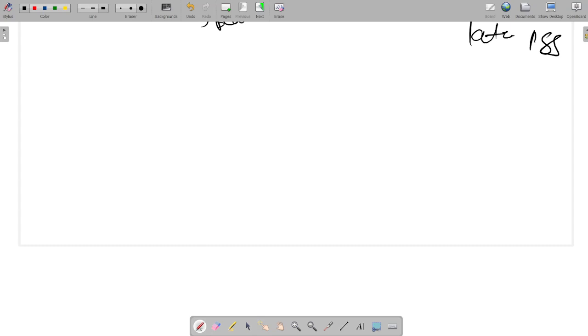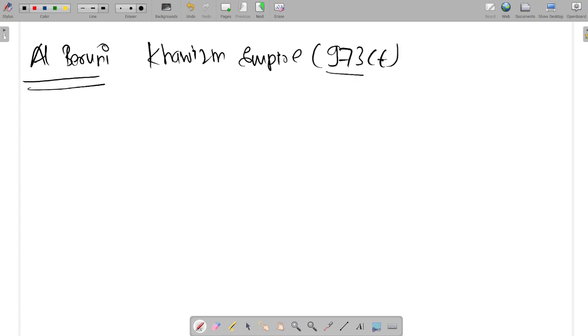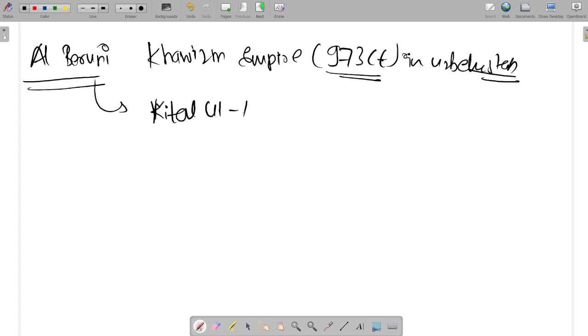Now the main details about Al-Biruni are like this. Al-Biruni was born in the Khwarizm Empire in 973 CE in Uzbekistan. Major works include Kitab al-Hind, in the Arabic language.